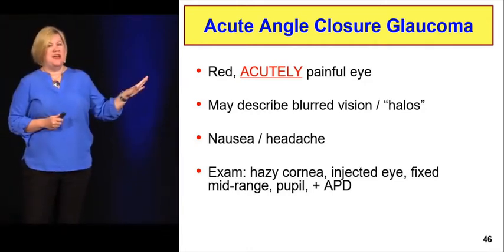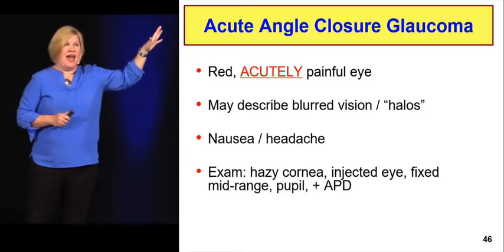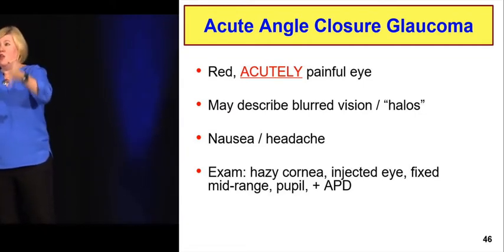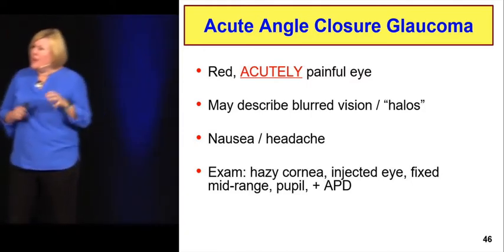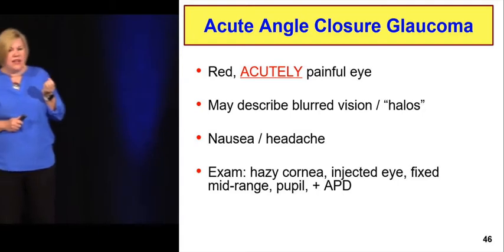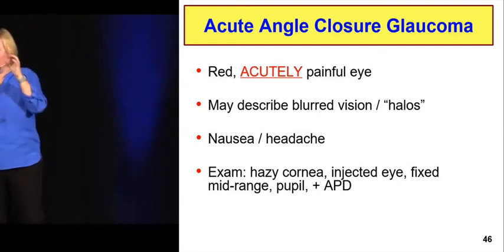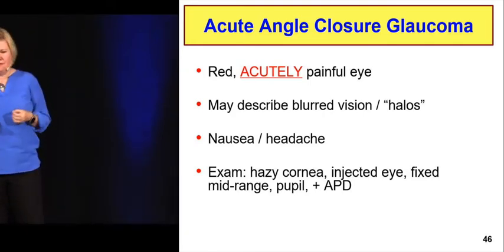Associated with this red, painful eye is often almost like a migraine picture, some nausea, some headache. That can sometimes be a distractor. In the vignette, you're going down thinking about red flag headache type stuff when you should be thinking about acute angle closure glaucoma, one of the other real important causes of headache to consider. On exam, classically, it's described as a hazy cornea. They've got a red injected eye, often a fixed mid-range pupil because they've got an APD, an afferent pupillary defect.